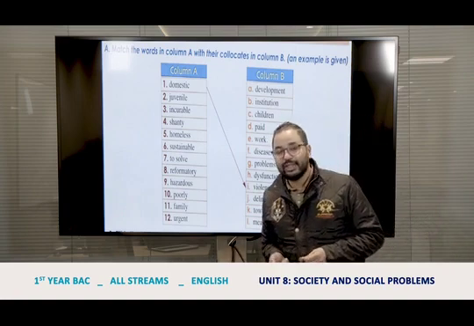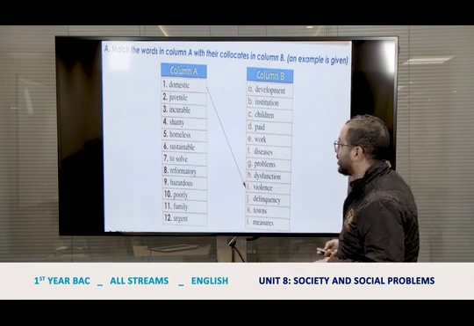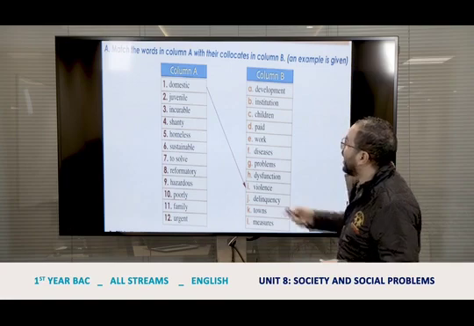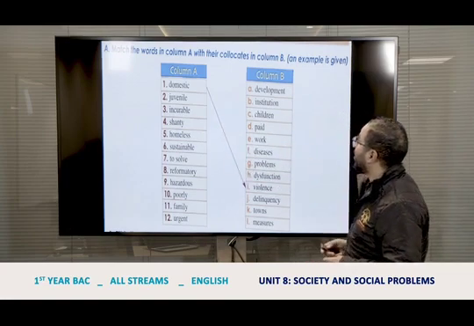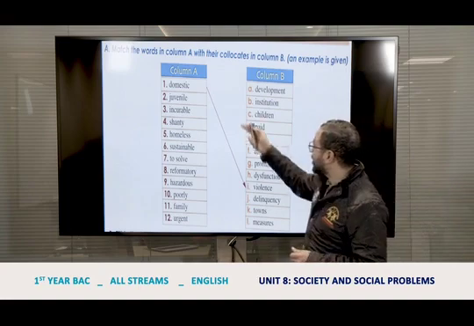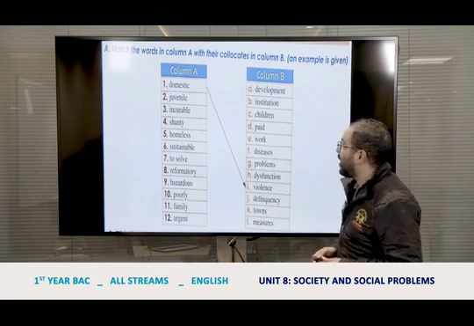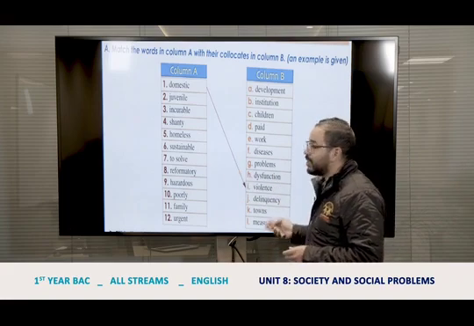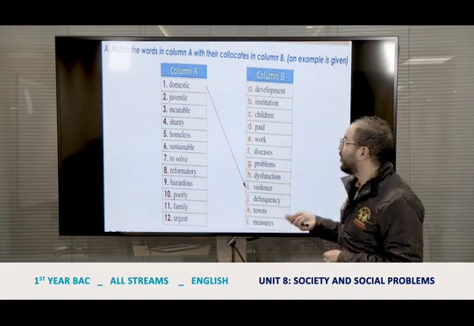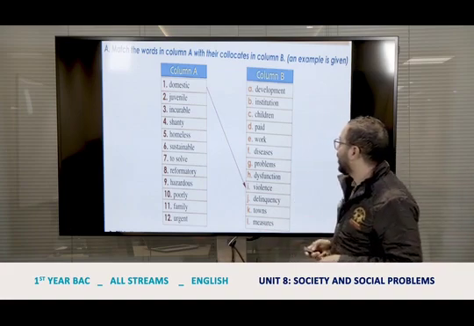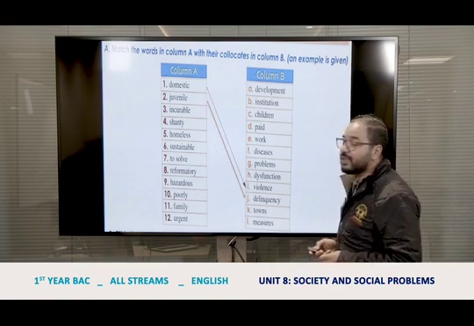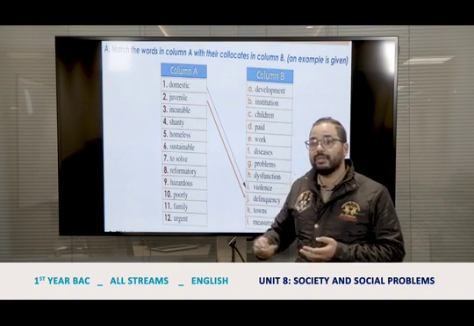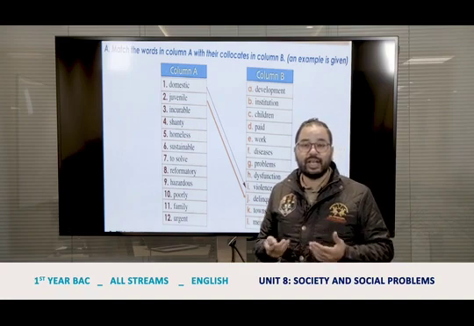Here we have a vocabulary lesson. We have some words related to society and to social problems. So match the words in column A with their collocates in column B, and there is an example given, domestic violence. Okay, so here we have some words that collocate with other words to make a collocation. So for example, number 2, juvenile collocates with the word delinquency. Juvenile delinquency means crimes or misdeeds committed by minors, people under the age of 18.